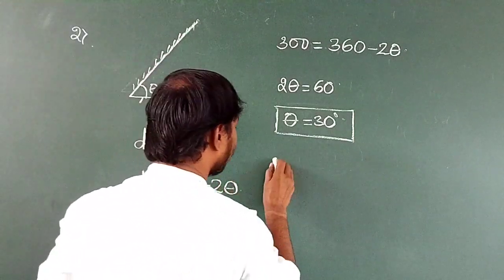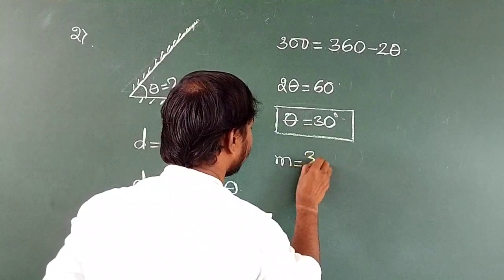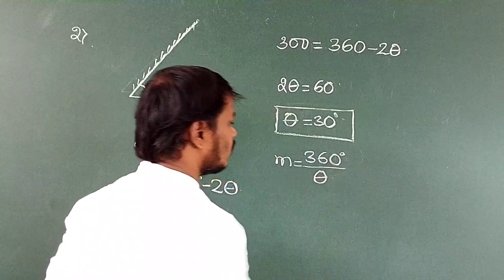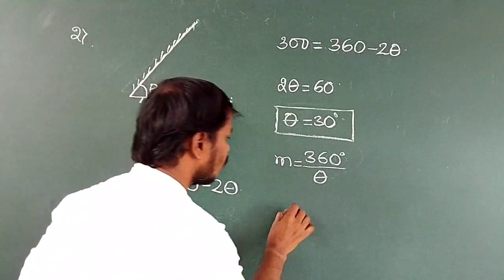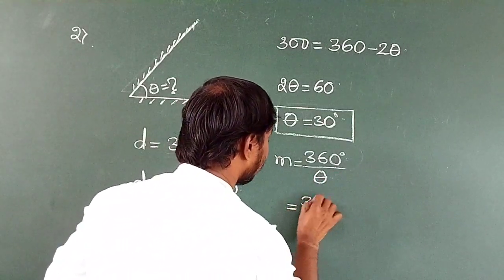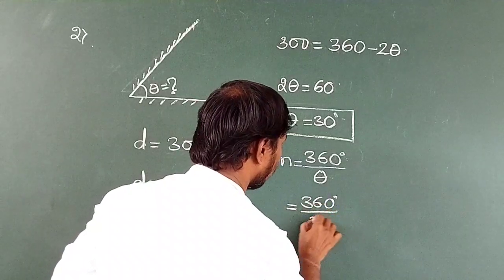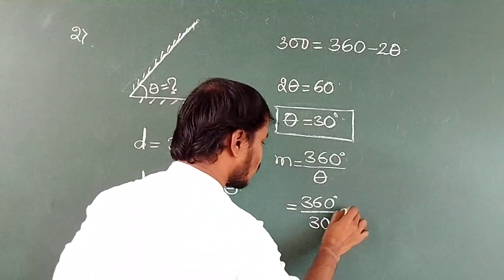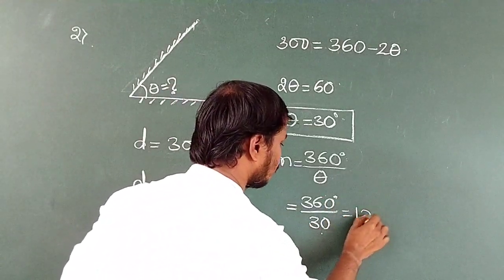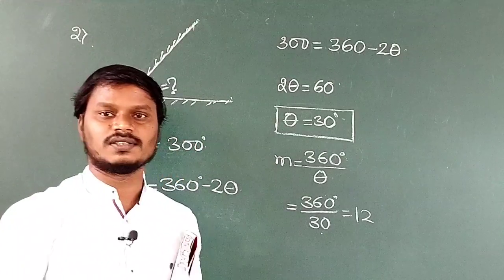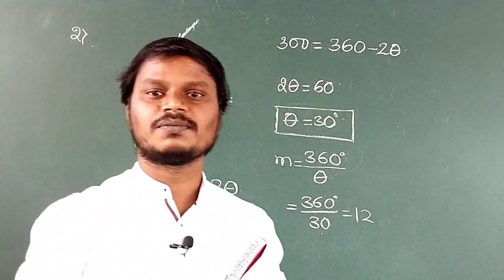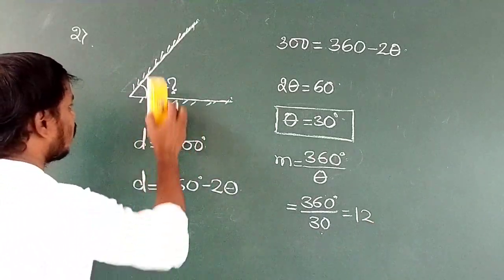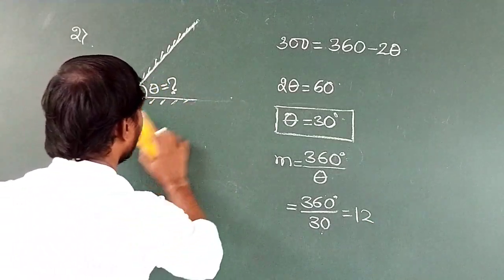Then find the number of images formed. First we have to find M. What is M here? 360 degree divided by theta. Then 360 divided by 30, that is 12. 12 is even number or odd number? 12 is an even number, we have to subtract 1. So 12 minus 1. So how many images formed by these two inclined plane mirrors? 11 images formed.